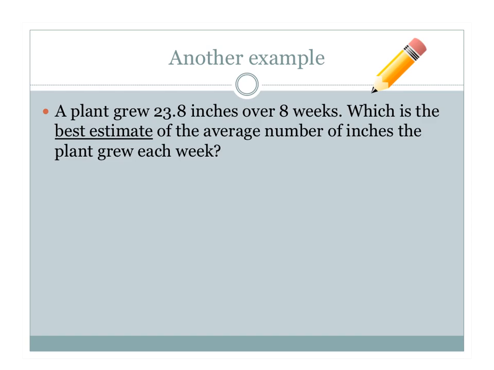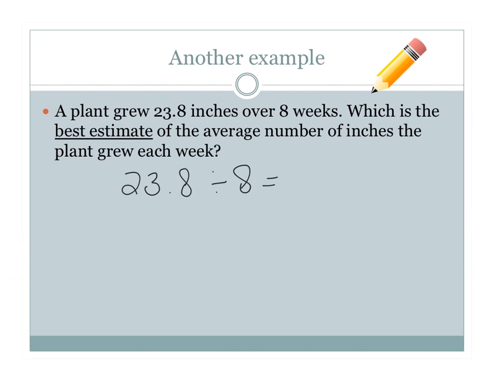All right, let's see another example. A plant grew 23 8/10 inches over 8 weeks. What is the best estimate of the average number of inches the plant grew each week? Since they ask us for the best estimate, we're probably going to have to go ahead and get 2 and then see which one is closer to our original number. So let's write it out. 23 8/10 divided by 8.